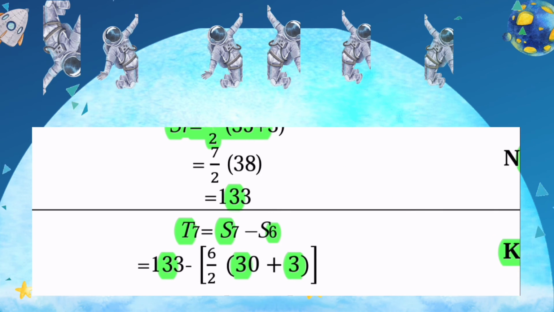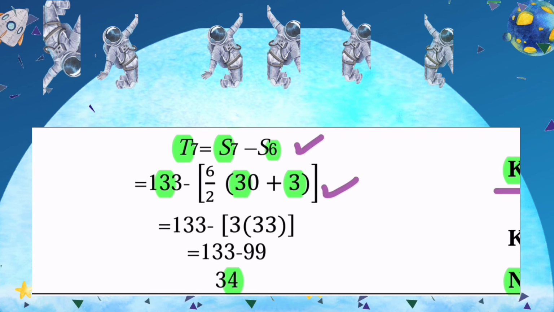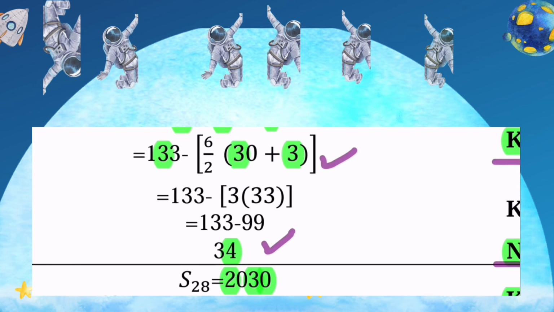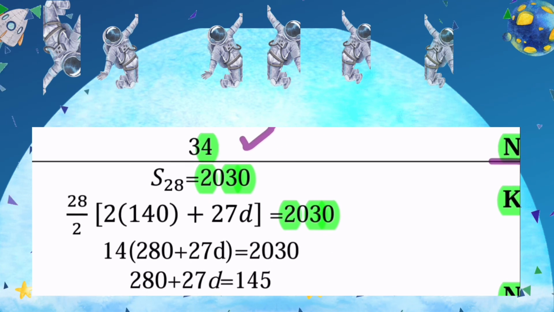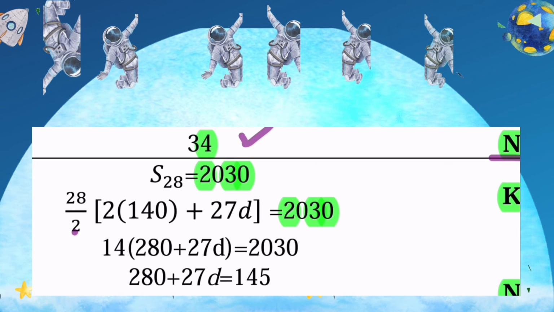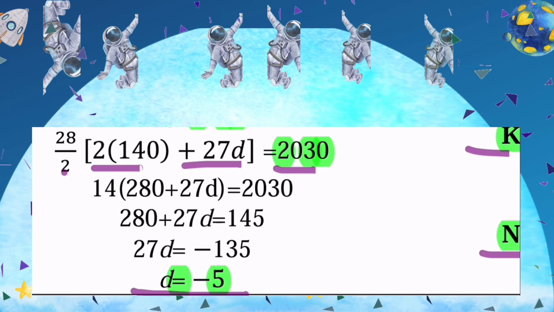First of all, we find the sum of the first 7 terms. We substitute 7 into the formula: S7 equals 7 over 2 multiplied by 35 plus 3, so we get 133. Then T7 can be found using the sum of the first 7 terms minus the sum of the first 6 terms, so you will get the answer 34. For part B it is quite easy because the sum of the first 28 terms was given. We just substitute and find the common difference, which is -5.